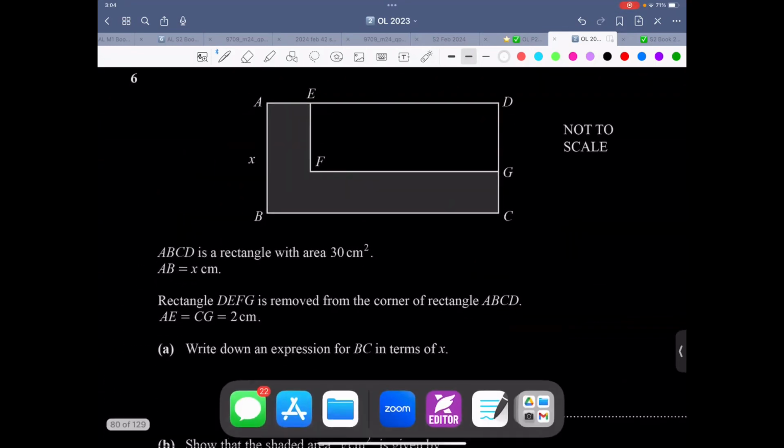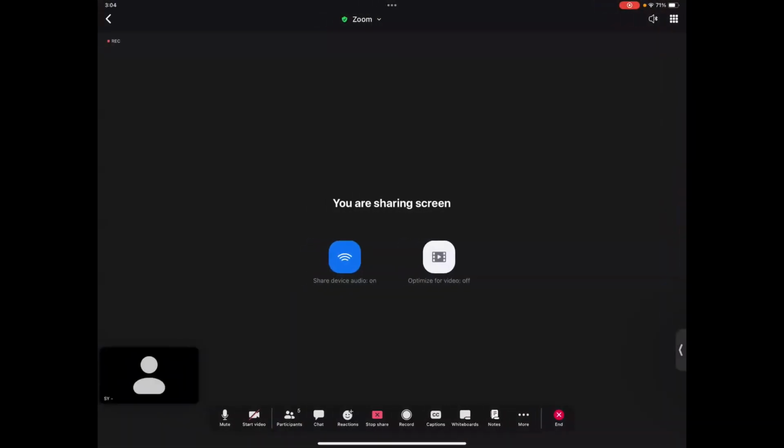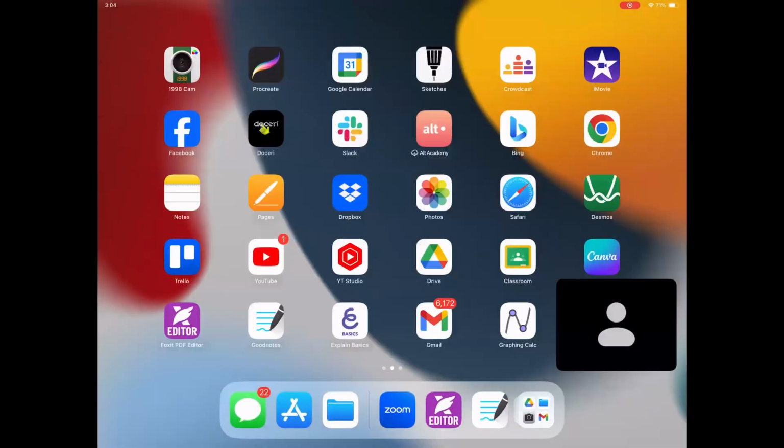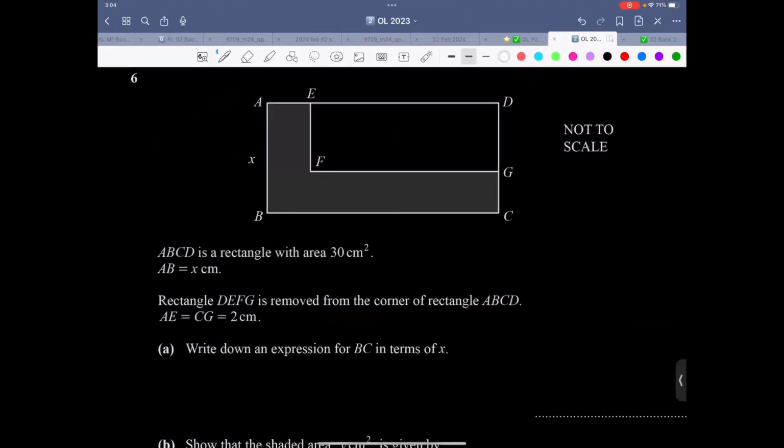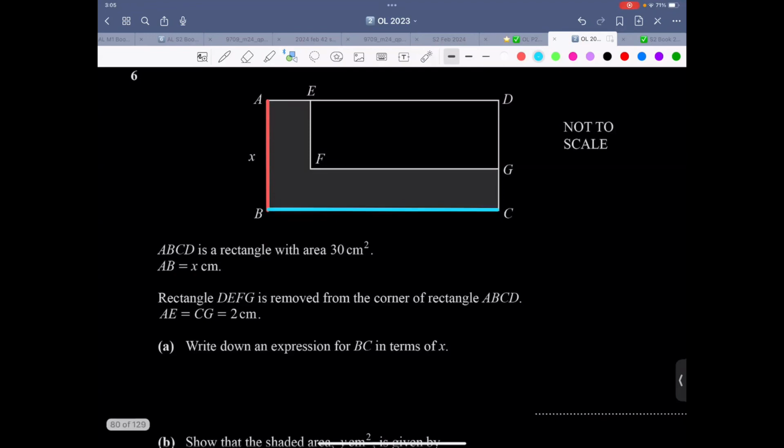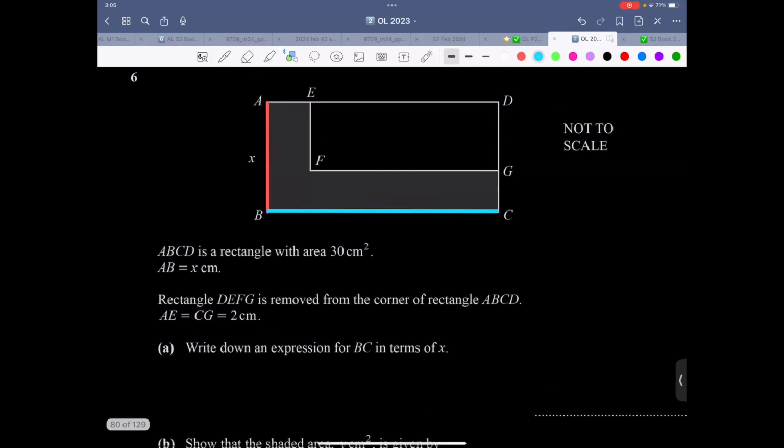Now question number 6. Let me just have a look. No, there are no questions as such. Now the question says, ABCD is a rectangle with an area of 30 centimeters square. So this big thing has an area of 30. AB is X. So now this length, let me just mark it. This AB is X. And what is this? That is BC. Write down an expression for BC in terms of X.